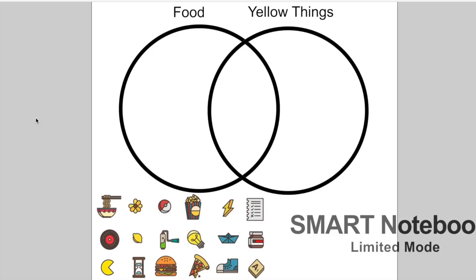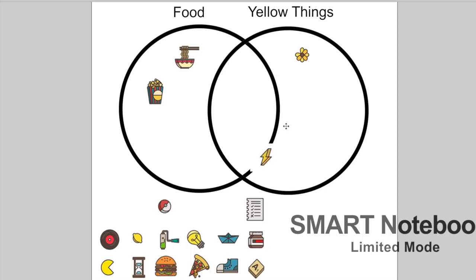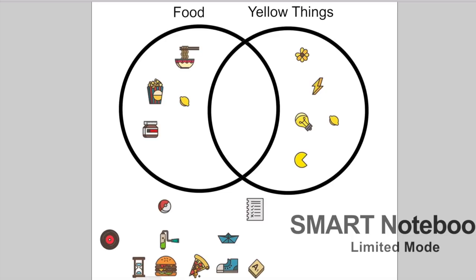If you want to pause the video, you can go ahead and try to guess where the objects below are going to go. Noodles are definitely going in the food category. This flower is yellow. Pokemon ball is neither. Popcorn, lightning, neither. Lemon is food and yellow. Paintbrush, this is a yellow thing. Nutella could be classified for food, I guess. Pac-Man is yellow.